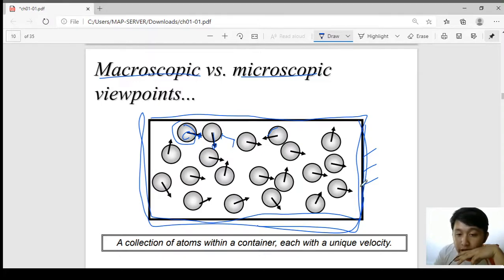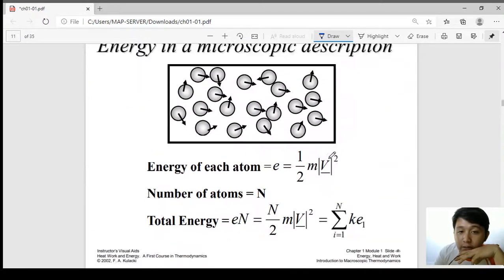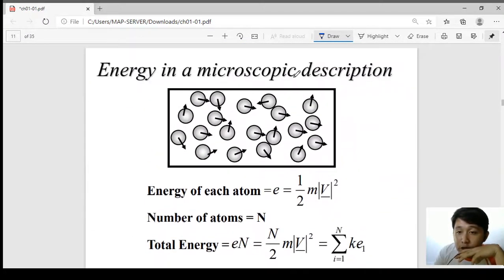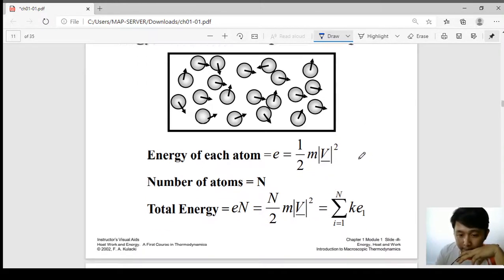Then we go to an example here. So in a microscopic description, we have the energy of each atom, the number of atoms inside the system, and the total energy. So that is the microscopic description. But we do not use it in thermodynamics in mechanical engineering.